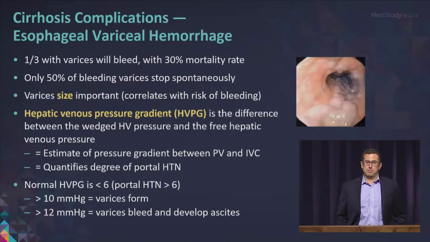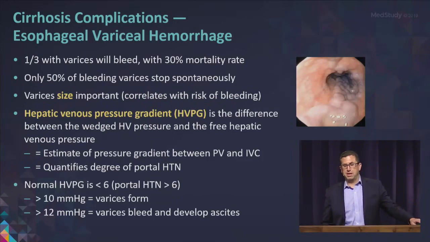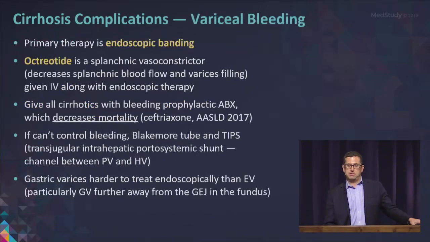Esophageal variceal hemorrhage, 1/3 of varices will bleed with a 30% mortality rate. Only 50% stop spontaneously. Size is a very important predictor of variceal bleeding. The larger the size, the higher the risk. There's something called the hepatic venous pressure gradient, which really is an estimate that IR could obtain by doing a wedged hepatic vein pressure, and it really just estimates the degree of portal hypertension. The key here is that if it's over 6, there's portal hypertension. If it's over 10, varices form, and if it's over 12, varices bleed, and you could develop ascites.